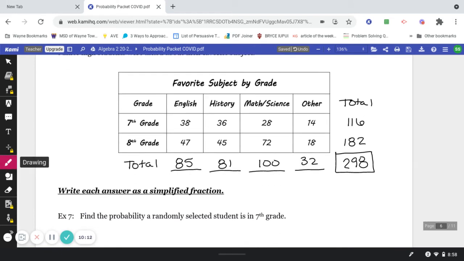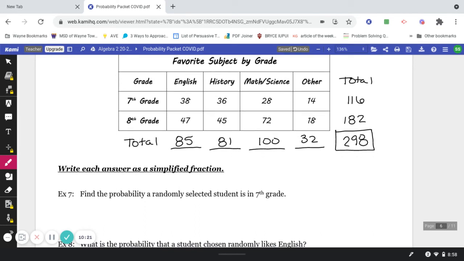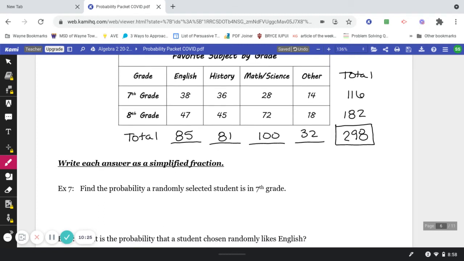All right. For each of these answers, they want us to write it as a simplified fraction, so we just might need to reduce when we can. Example 7. Find the probability that a randomly selected student is in 7th grade. So I need all the 7th graders out of the total students. So all my 7th graders would total to 116, out of all my students, 298.